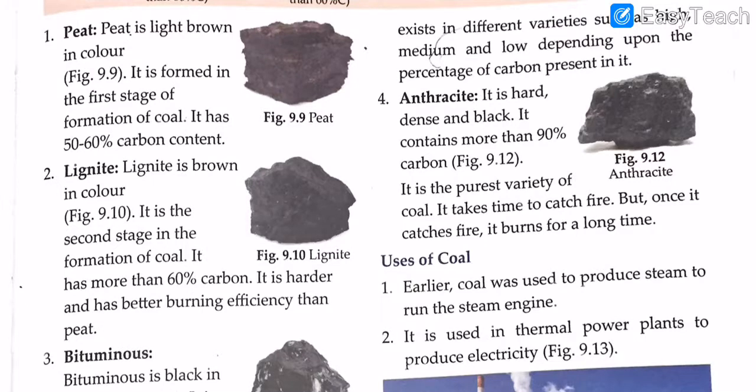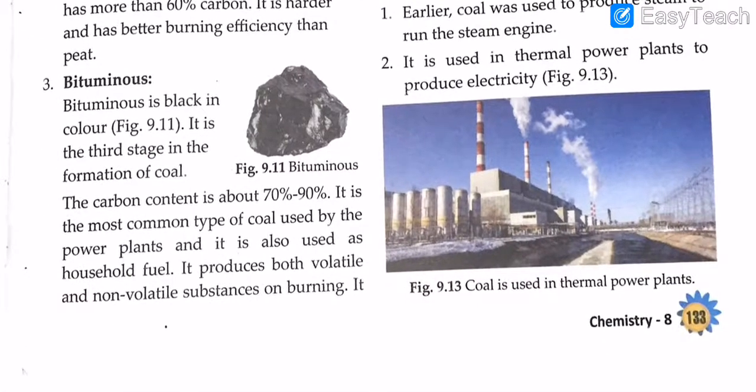Now, let's move on to the bituminous. Bituminous is black in color. Let's compare this to the teenage phase of mankind. It is black in color. It is the third stage of the formation of coal. The carbon content is about 70 to 90%. It is the most common type of coal used by the power plants, and it is also used as a household fuel. So first thing, it's black. Second is the third stage.